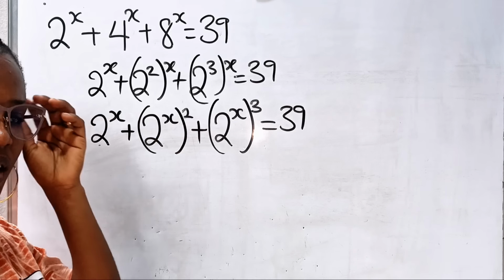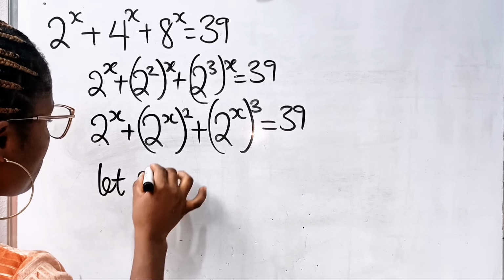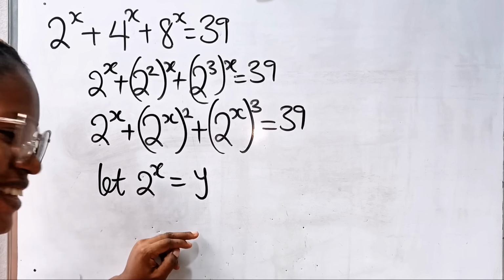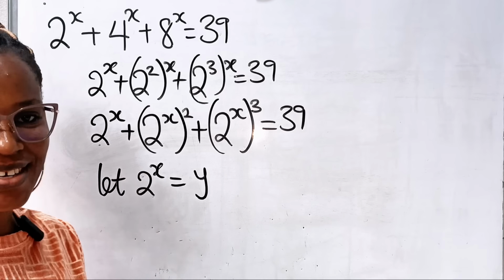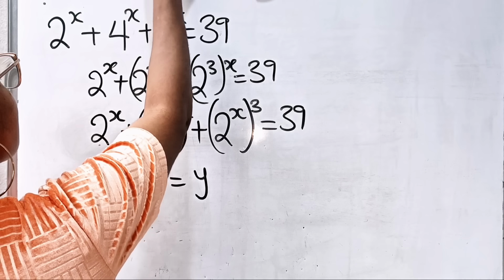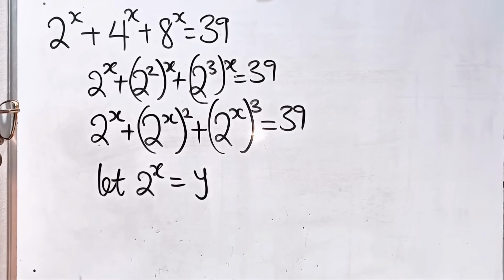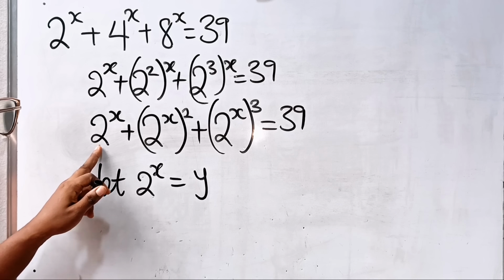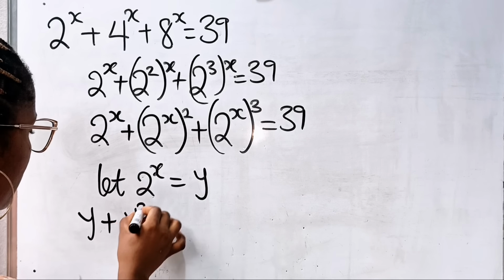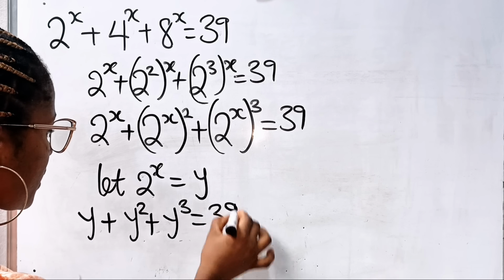We can simplify this by saying let 2 to the power of x be equal to y. Let 2 to the power of x be equal to y, and we are going to write it somewhere: 2 to the power of x is equal to y. So moving forward, we have y plus y squared plus y to the power of 3 is equal to 39.